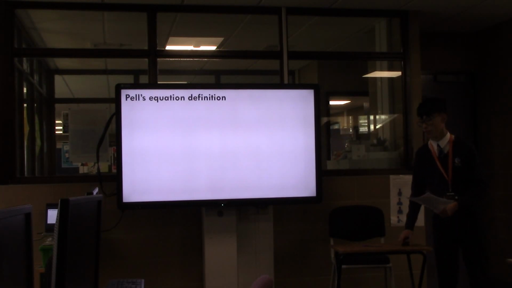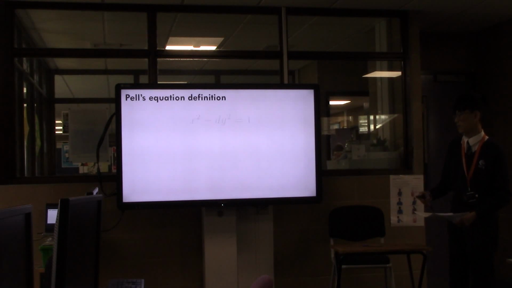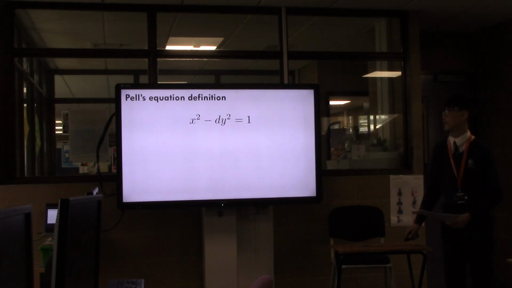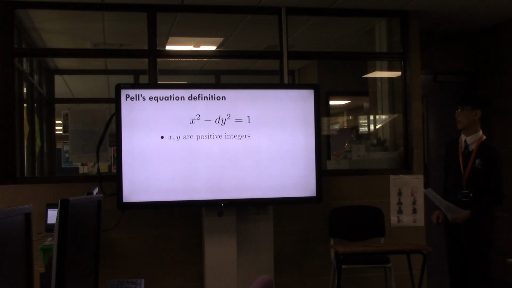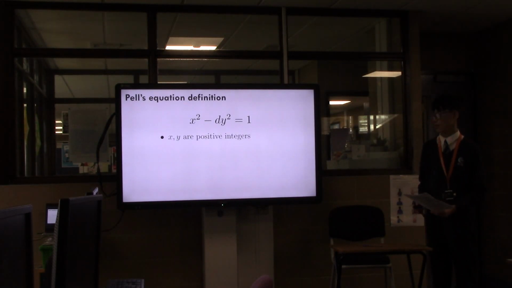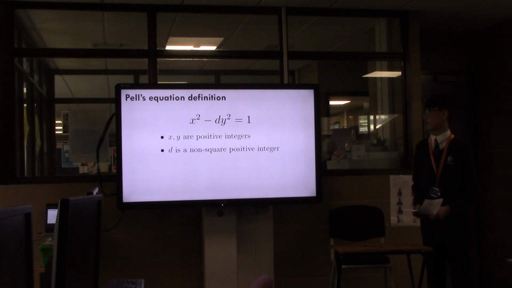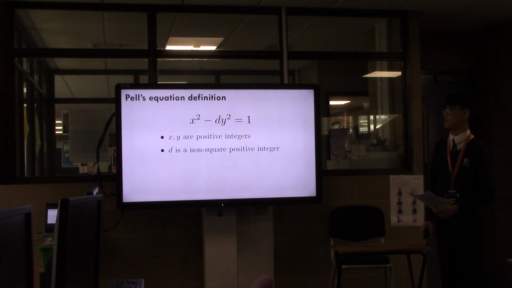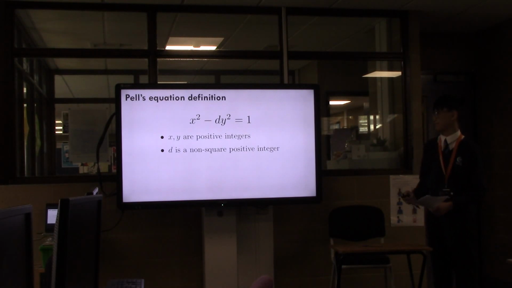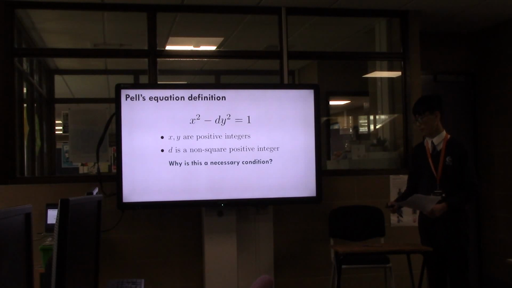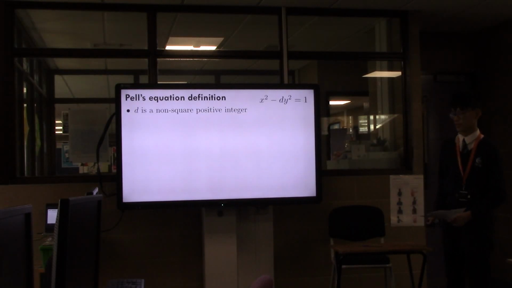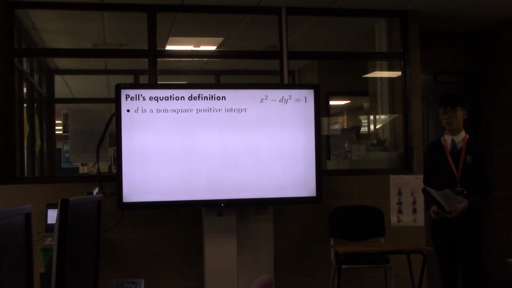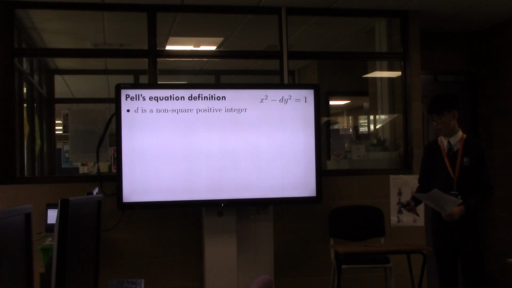Now moving on to Pell's equation. The definition of Pell's equation is x squared minus dy squared equals 1, where x and y are positive integers, and d is a non-square positive integer. So you can see how this is a Diophantine equation, and the condition that d is non-square isn't obvious at the start, but we can have a look at why now.